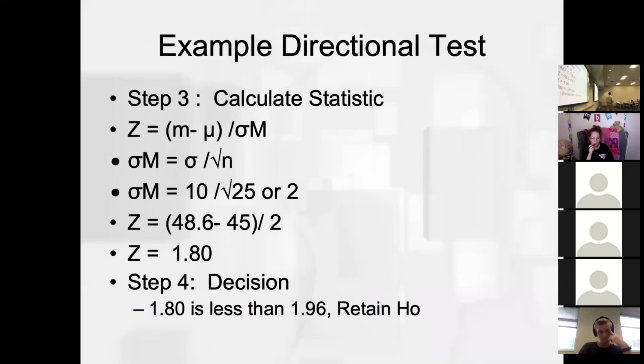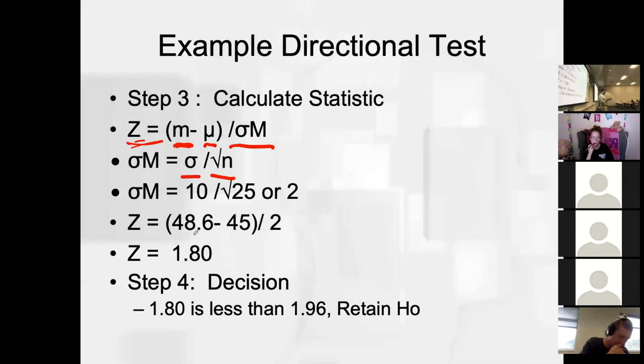We're now going to calculate the statistic using the equation we've used before for z-score. So we're going to take our mean from our sample minus the population mean divided by the standard error. Right? Find the standard error. We take the standard deviation of the population divided by the square root of that sample size. So we know that our population has a standard deviation of 10. And we know we have sampled 25 students. So 10 divided by the square root of 25, or 10 divided by 5, gives us 2. And now we can plug all that in.